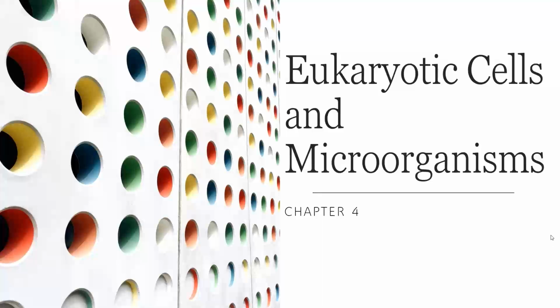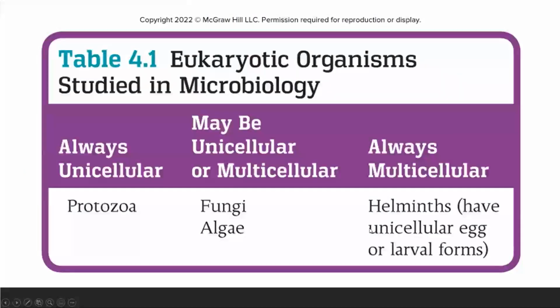Welcome back to microbiology. Today we're going to be covering the first half of chapter 4 on eukaryotic cells: what parts are inside, some of their organelles, some subcategories of them, and specifically eukaryotic microorganisms. Eukaryotic organisms that are studied or grouped into microbiology can include protozoa, fungi, algae, and helminths.